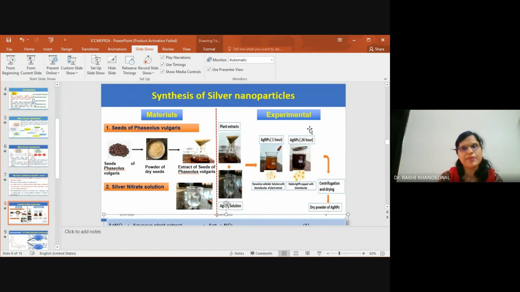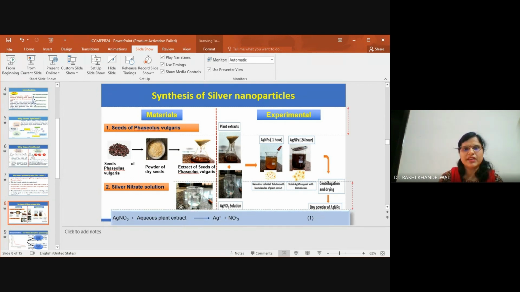Now, to prepare the silver nanoparticles, we mixed the plant extract with the silver nitrate solution in a 1:10 ratio. When we mix the plant extract into silver nitrate solution, the color changes from transparent to light brown and then reddish brown, which indicates the formation of silver nanoparticles. And after the color changes, after 24 hours, we centrifuge the solution and convert it into the dry powder of the silver nanoparticles.